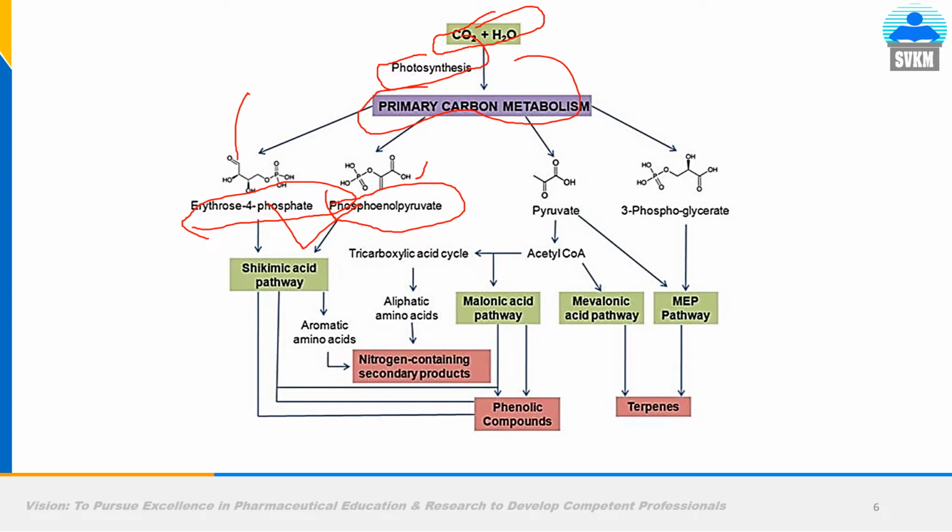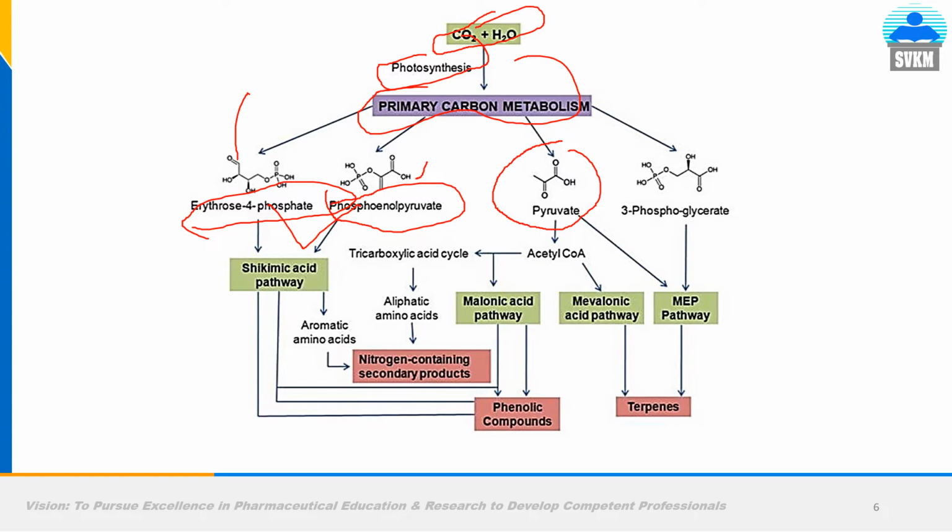The shikimic acid pathway is well known for the biosynthesis of aromatic amino acids in the plant. These three aromatic amino acids are tryptophan, tyrosine, and phenylalanine. These three are utilized for the biosynthesis of various types of alkaloids. We all know alkaloids are secondary metabolites, right? Now, as we have discussed, the glycolysis cycle will give pyruvic acid and it will give acetyl CoA. Acetyl CoA will be utilized in two pathways, the acetate malonate pathway and the acetate mevalonate pathway.